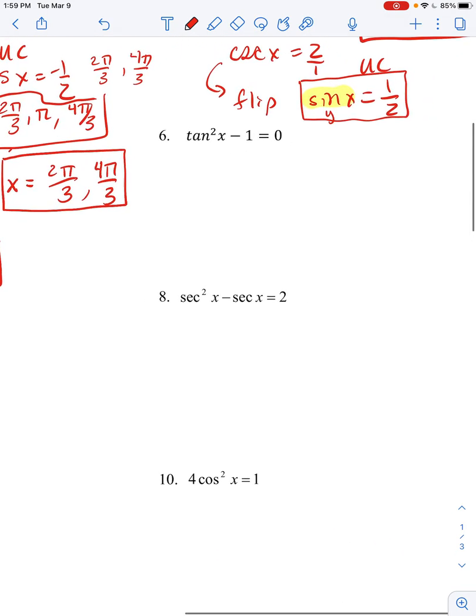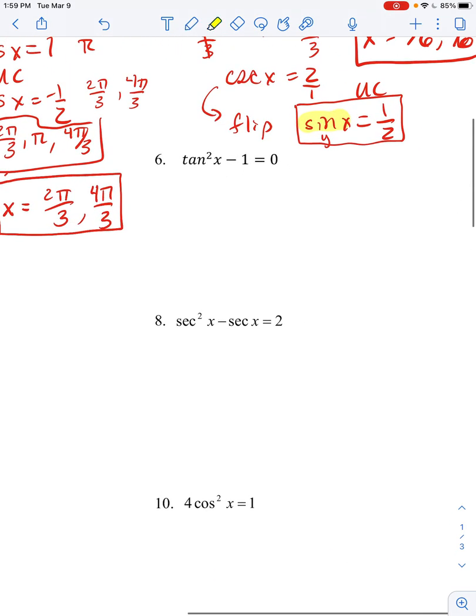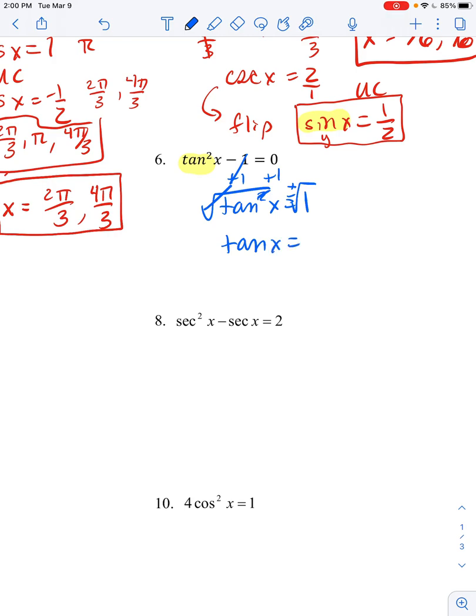All right. I see a squared here, so I'll have to be careful with plus minus. I'm not factoring because I don't have a squared tangent and a regular tangent, so I'll be able to use just a square root sign. Add 1 to both sides. Tan squared x equals 1. Introduce that square root sign. You'll need a plus minus. The square and the root cancel. So tangent is going to equal either the positive or negative square root of 1, which is just 1.